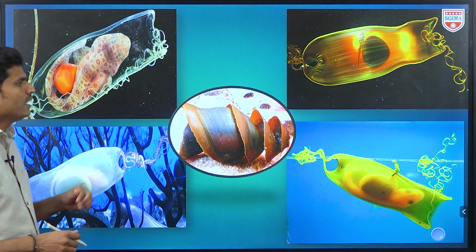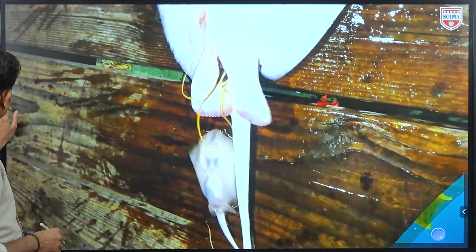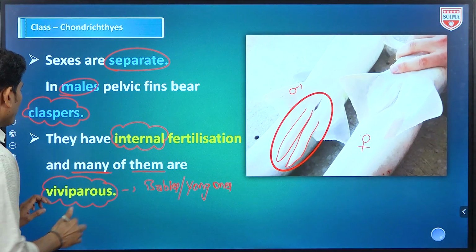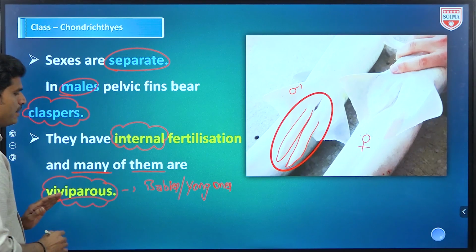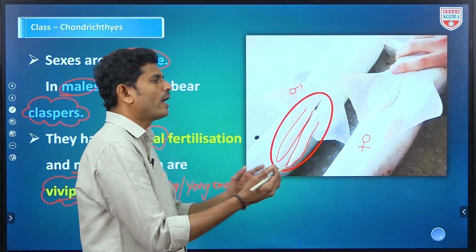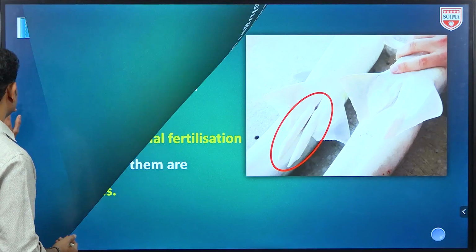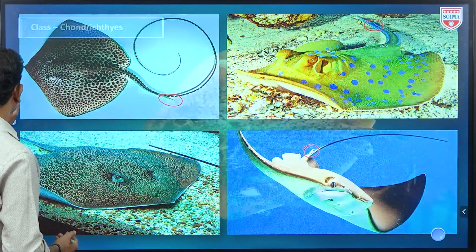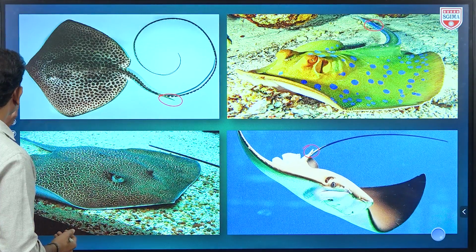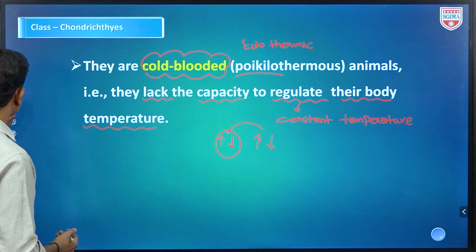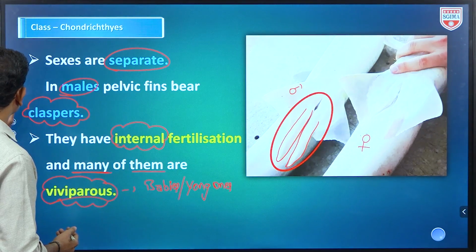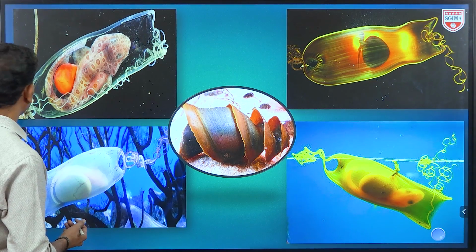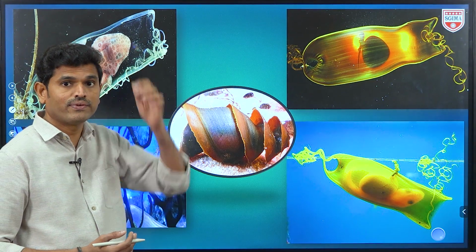Clearly we observe that they mention many of them are viviparous, many viviparous and some are oviparous organisms. Sharks also lay eggs. Those eggs are very different, shark eggs are very different. Let us see what the eggs are. So these are only eggs of sharks.